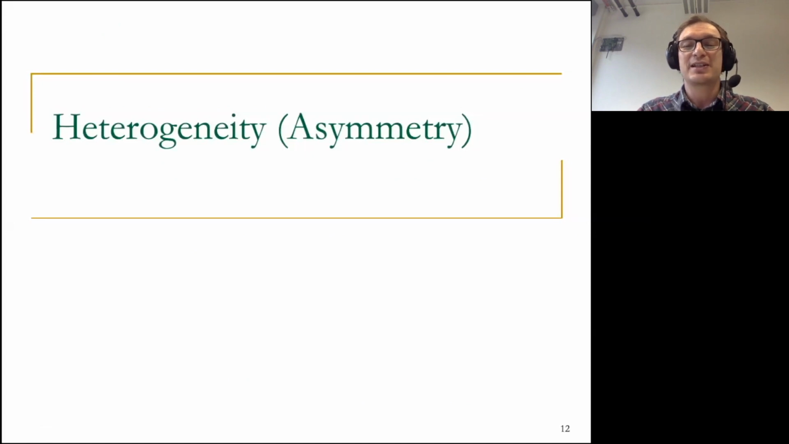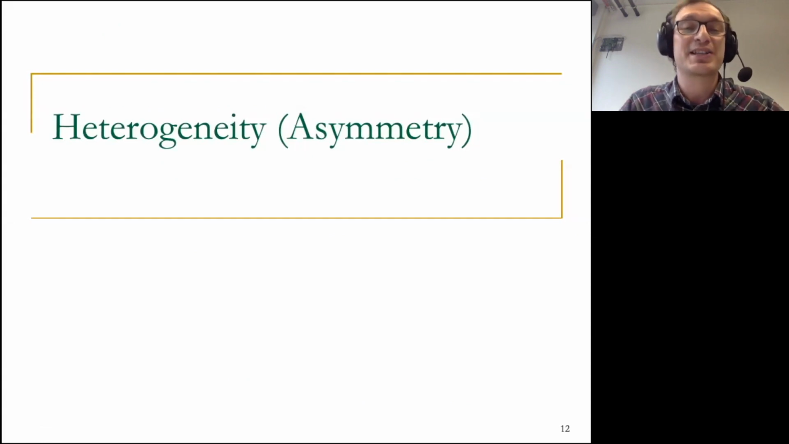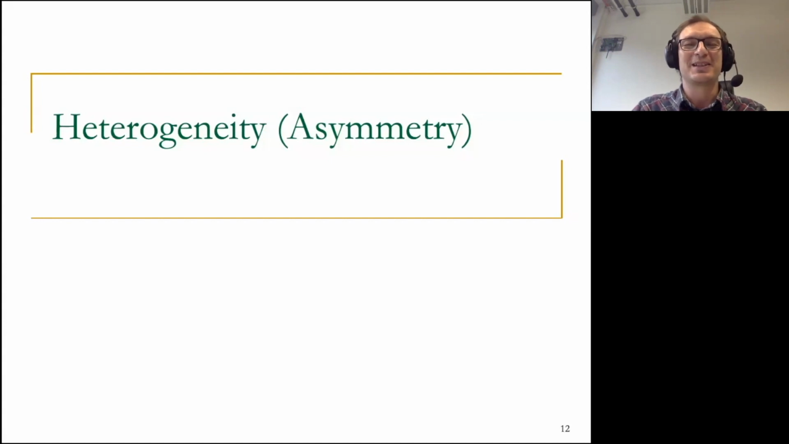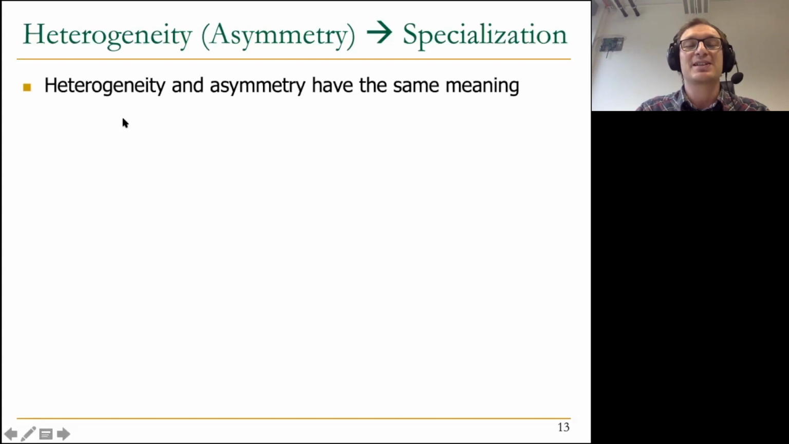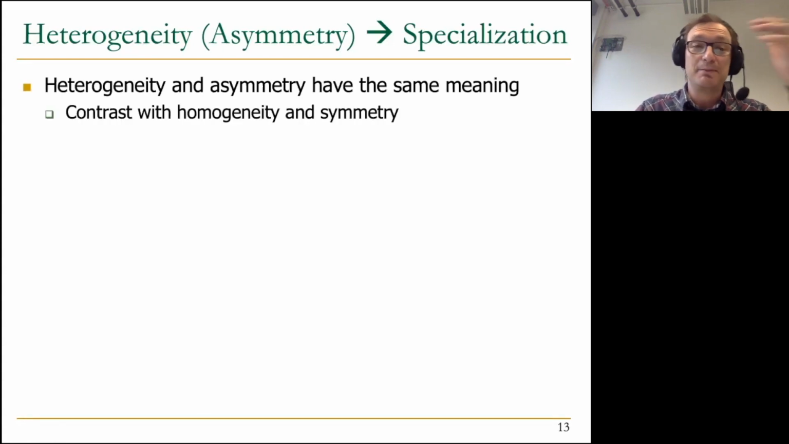So let me first discuss heterogeneity in a broader sense, because this is, again, a principle. And we've looked at this principle a lot in this course. Asymmetry is a big principle in designing systems. Heterogeneity and asymmetry are two words that are used interchangeably. It leads to specialization in the end. This is one way of enabling specialization. They have the same meaning, and contrast this with homogeneity and symmetry, which sometimes may be thought of as good things, but sometimes they lead to scalability problems if you don't introduce heterogeneity and asymmetry into the system.